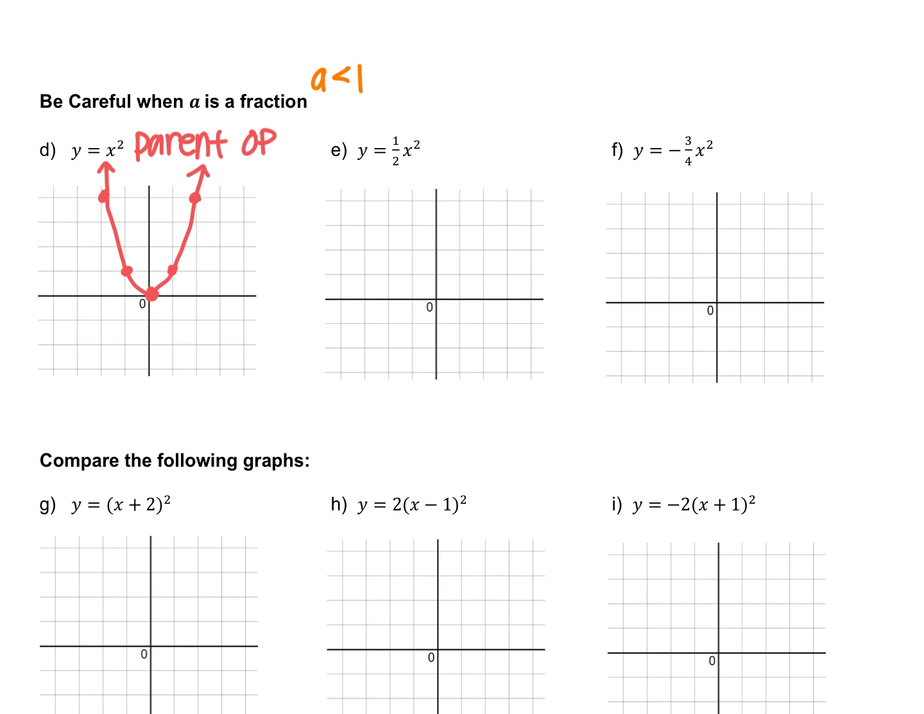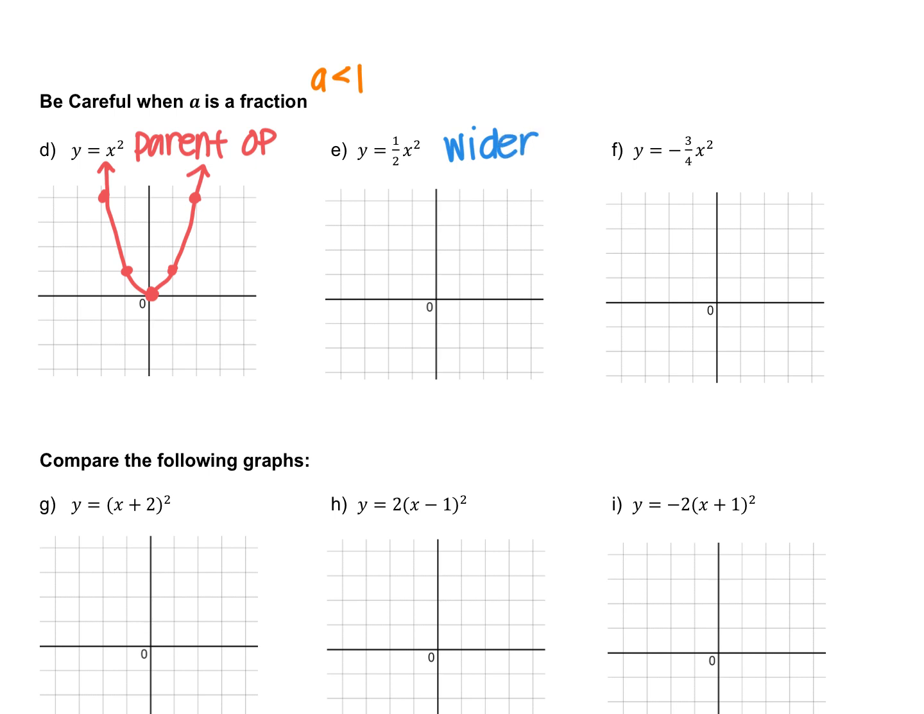With this next one, for E, my A value is not 2. It is 1 over 2. So think about it this way. If my A value is larger, that means my graph is getting more narrow. If my A value is smaller than 1, it gets wider. So let's see what that looks like.